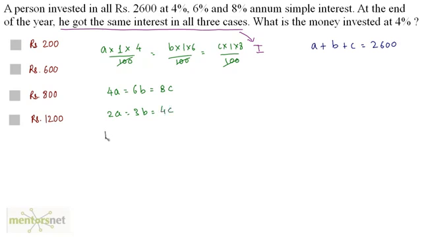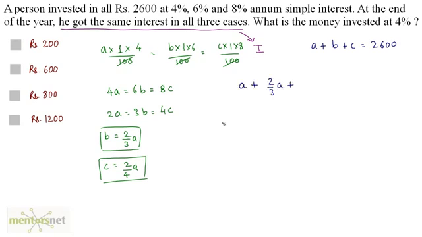So therefore, I can write B is equal to 2 by 3A. This is one thing. And C is equal to 2 by 4A. Okay. And now put these values of B and C in this equation, A plus B plus C is equal to 2600. So I have A plus B's value is 2 by 3A plus C's value is 2 by 4A, and that's 2600. Right, now A is the money invested at 4%, and that's what we have to find out.